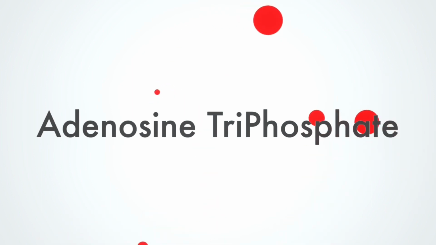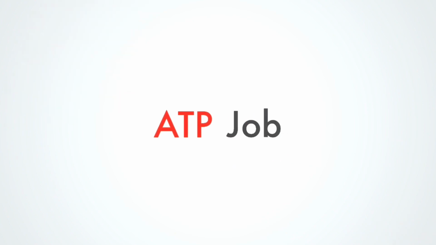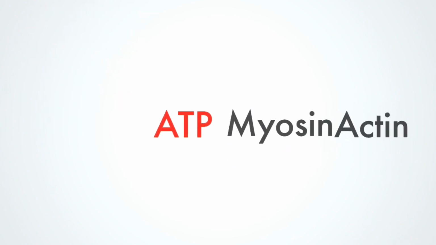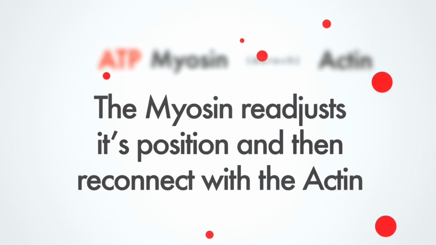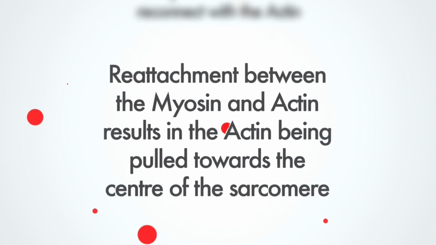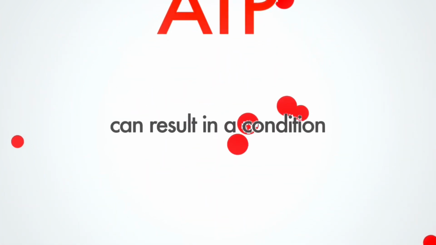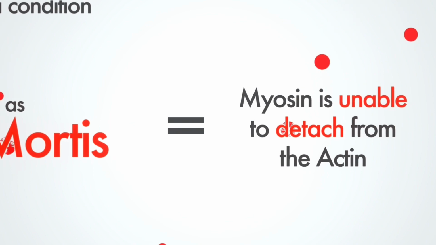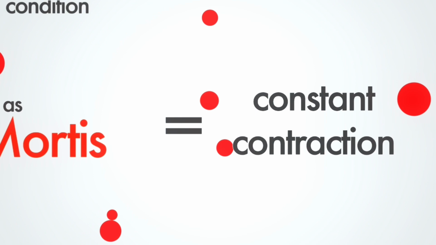Now we'll take a look at adenosine triphosphate, also known as ATP. ATP's job is to bind to the myosin, and once it binds, the myosin detaches from the actin. Once the two detach from each other, the myosin readjusts its position and reconnects with the actin. Reattaching pulls the actin towards the center of the sarcomere, resulting in a muscle contraction. A lack of ATP can result in a condition known as rigor mortis, where the myosin is unable to detach from the actin, resulting in constant contraction.